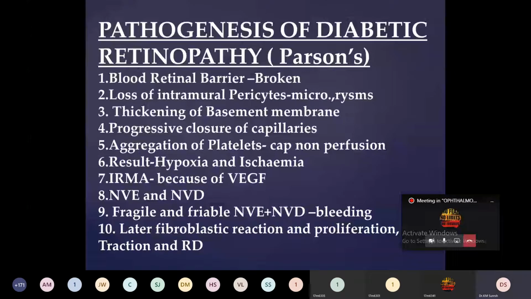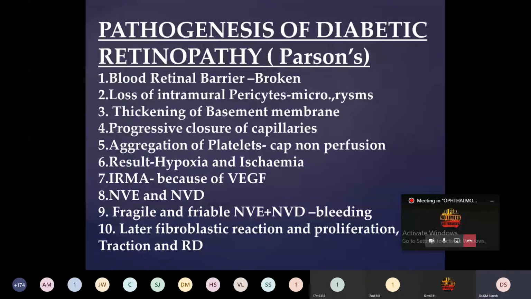After the ischemia develops, there will be development of VEGF, vascular endothelial growth factor. The full form of VEGF is vascular endothelial growth factor, which will cause IRMA, that is intraretinal microvascular abnormalities.